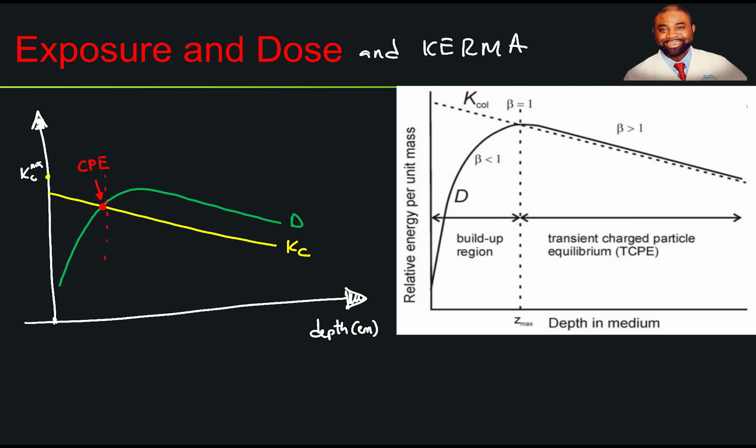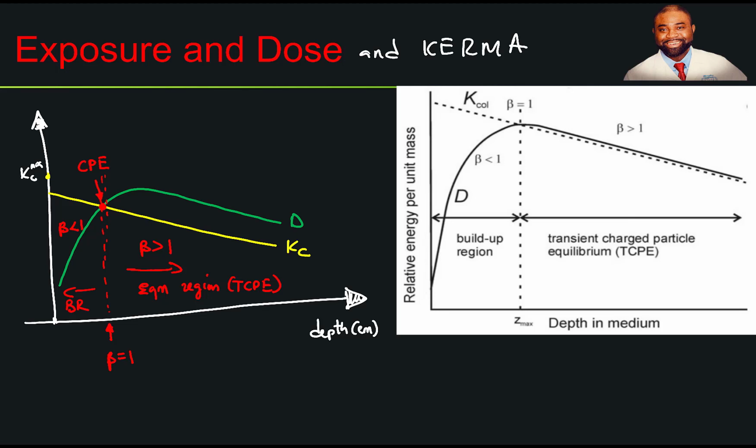I'm going to draw a line through that region. So this region is what we call the equilibrium region, where transient charged-particle equilibrium exists, and this region is what we call the build-up region. In this region the ratio is greater than 1. In this region the ratio is less than 1. Here, where charged-particle equilibrium exists, that ratio is equal to 1.